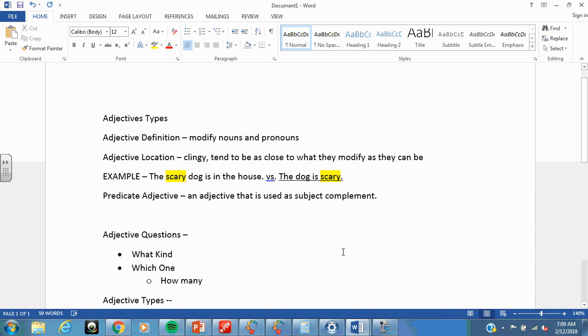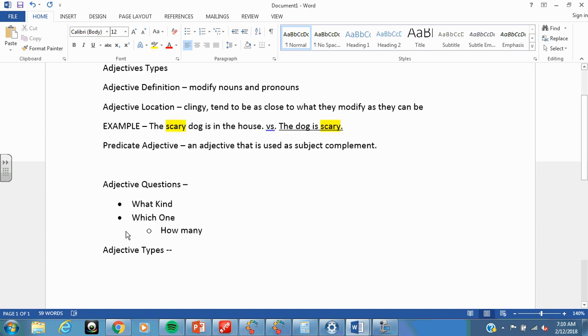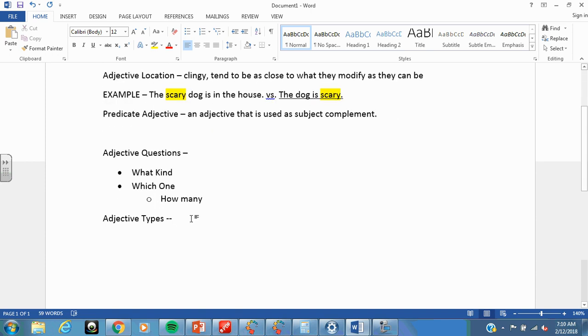If we look up at our examples, what kind of dog do I have? I have a scary dog. And if we look at this one over here, which dog is it? It's the dog, which kind of gives us down to our adjective types. There are two types of adjectives in general. There are descriptive adjectives and there are limiting adjectives, which is why you can't say adjectives just describe, because some of them limit.